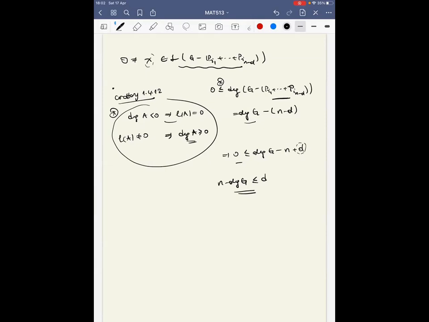So this holds for the weight of any code word, so the minimum distance of our algebraic geometric code is bounded below by n minus degree of G.